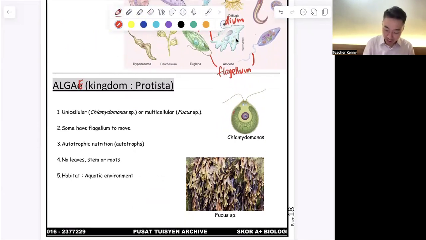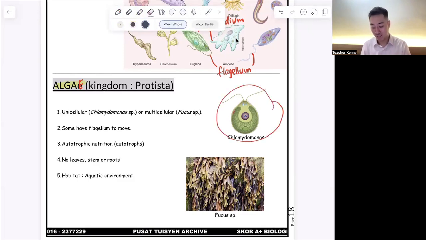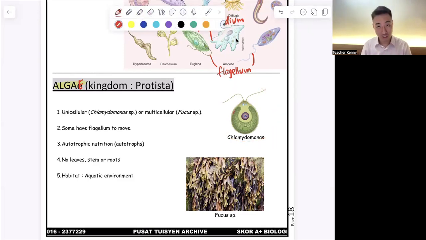Okay, so we have the next group called algae. Now, out of all the five, this is the one that does not cause disease. Why do you think they do not cause disease? Because they can make their own food. So why would they attack you? There's no reason for them to attack you. They can be unicellular, such as Chlamydomonas, or multicellular, such as Fucus. Or you can also call it Spirogyra. Remember Spirogyra? In Form 1, you learned about this long one.